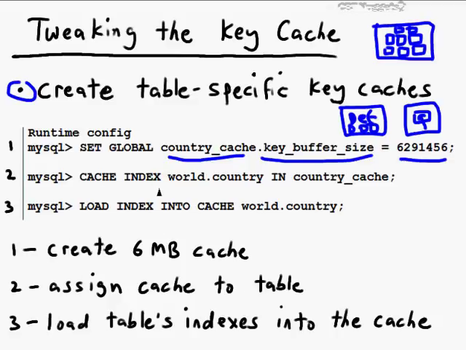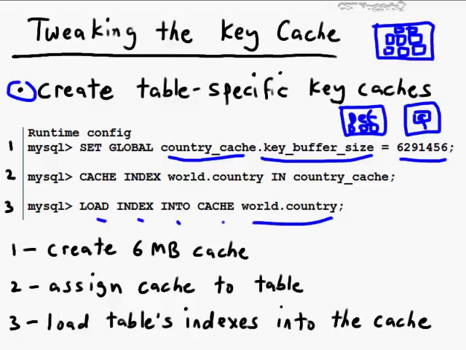Second step, you assign the cache to the table: CACHE INDEX, name of the table, IN, and then the name of the cache. And then once you've attached the cache to the table, you load the table's existing indexes into the cache: LOAD INDEX INTO CACHE world.country. So that's how you do it. Now, the caveat to this is that this procedure is going to expire at server restart.